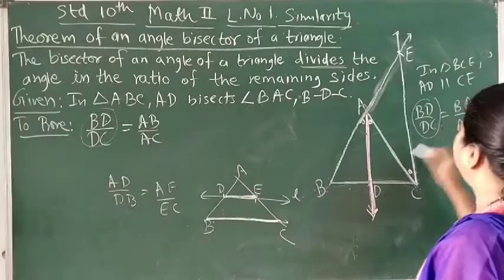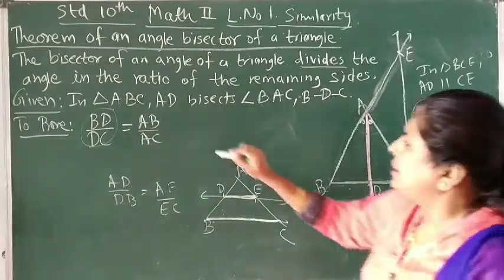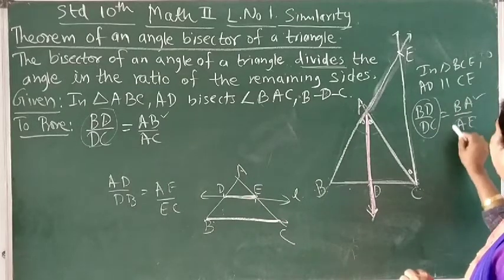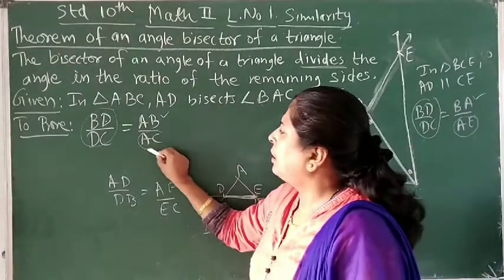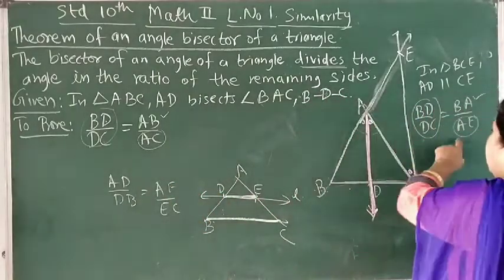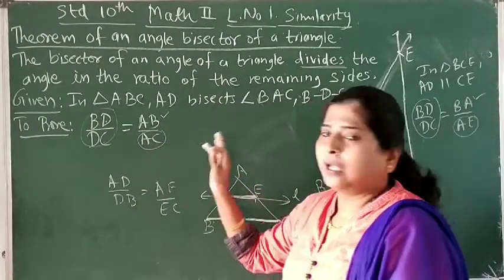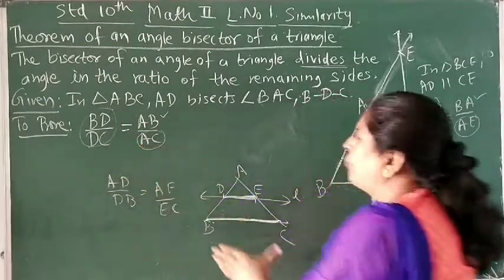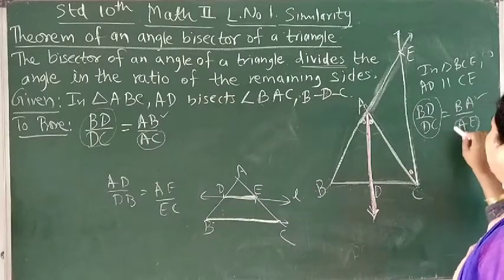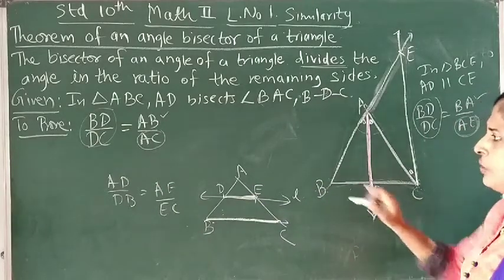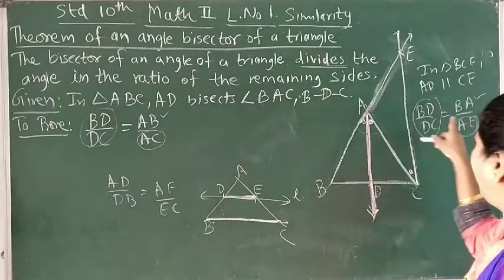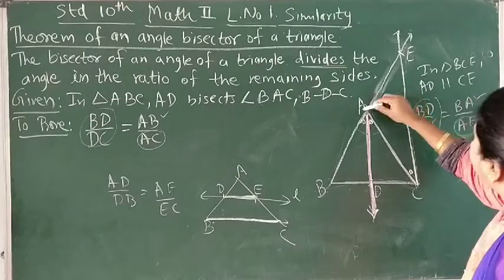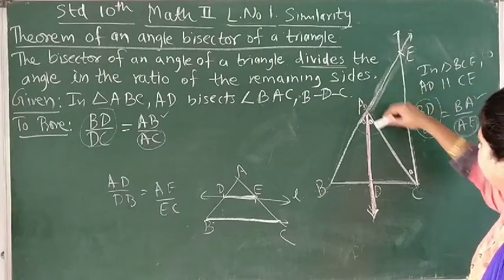But what is the right side? The right side is BA upon AE. So BA upon AE remains. Now it remains to show that AE is equal to AC. If we can show AE is equal to AC, we can prove this equal to this. So almost this we have got, except the denominator of the second ratio: there we want AC, here we have AE. So this is our AC and this is our AE. We need to show these two sides to be congruent.